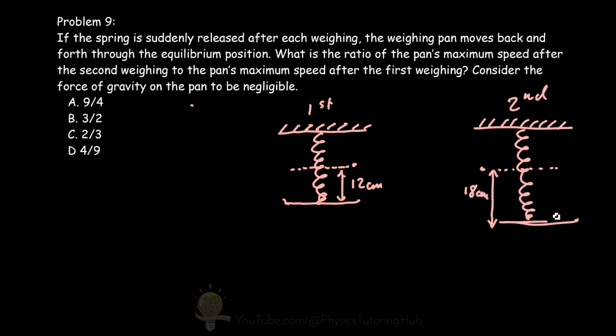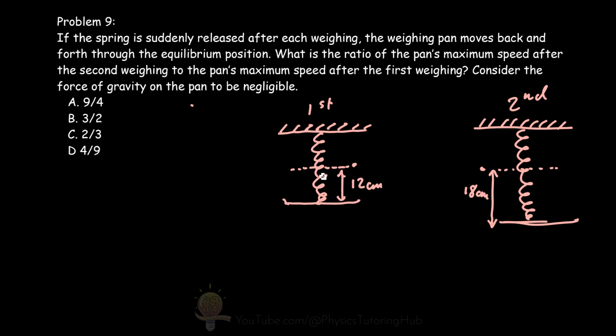Now, intuitively, we know that when we suddenly take off the weight from this second pan here, this pan is going to have more energy in its stretched spring, which means that when it moves past its equilibrium position, it's going to have a greater speed than the first scenario, because the spring is not stretched as much as this one here. So we know that the ratio of the pan's maximum speed after the second weighing is going to have a higher value in the numerator than the denominator, because it's going to have a faster speed for the second scenario than in the first scenario.